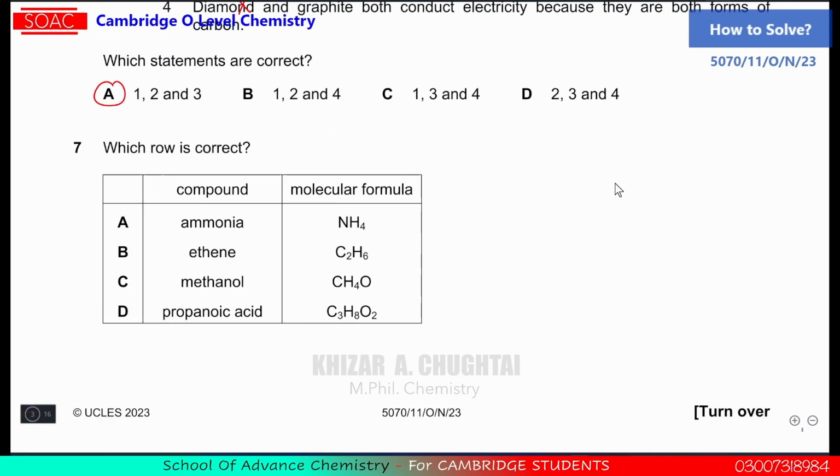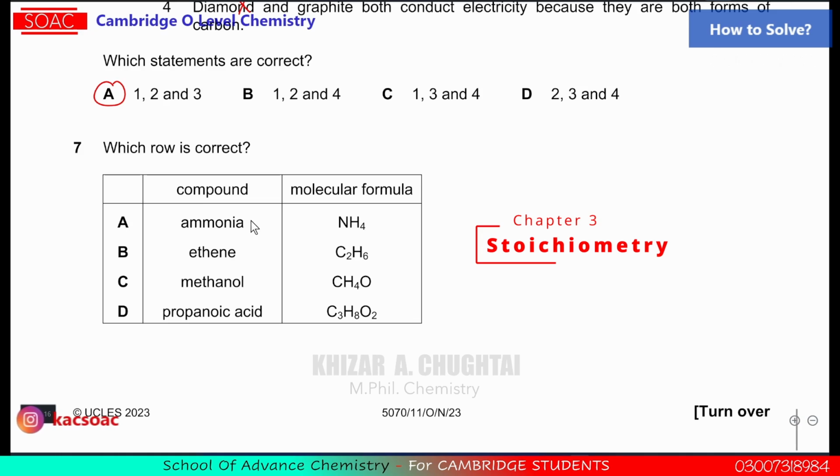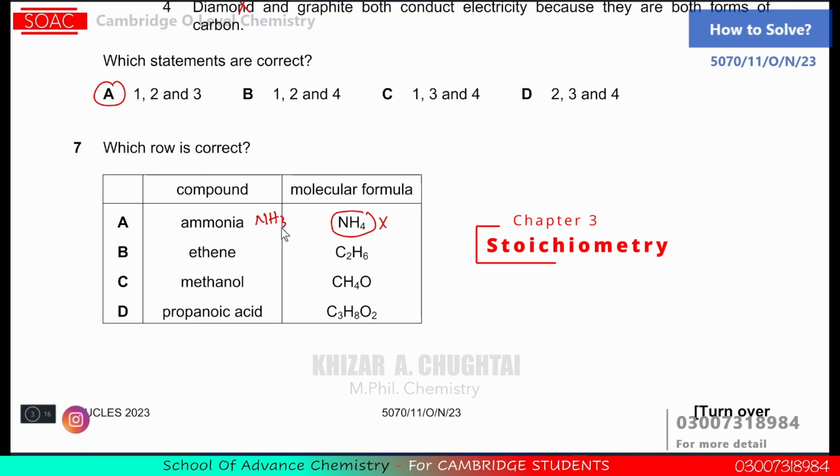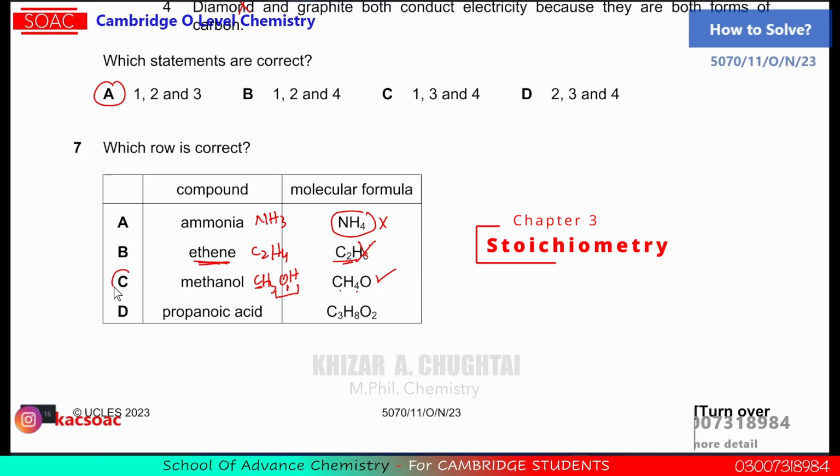Question number 7. Which row is correct? Compounds and molecular formula. A, ammonia, NH4. No, ammonia is NH3, so it's wrong. Ethene, a 2-carbon alkene, C2H4. It's given as C2H6, so it's wrong. Methanol, that is CH3OH, 1 carbon, 4 hydrogen and 1 oxygen. It's true, so C is the correct option.